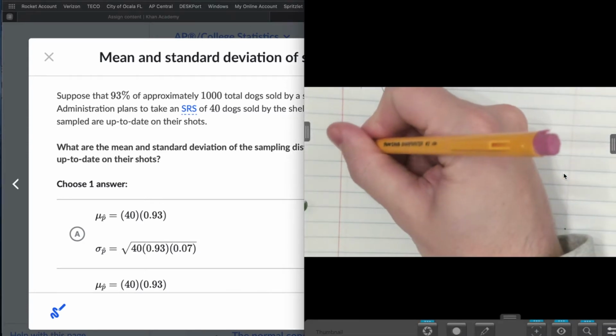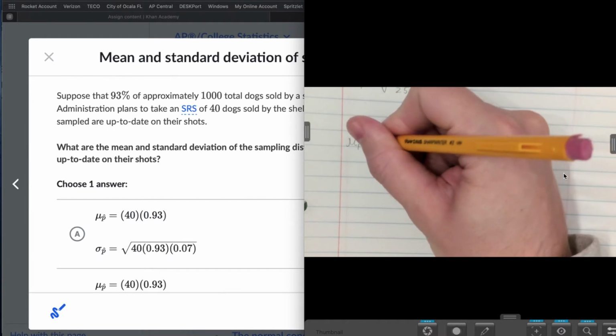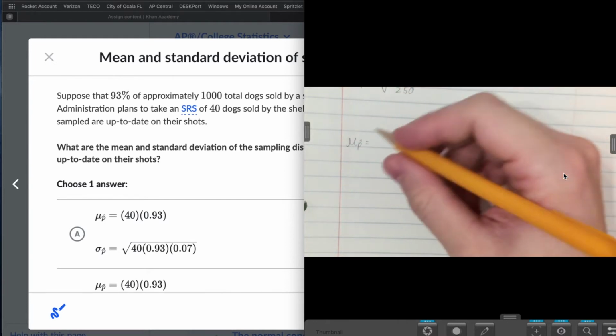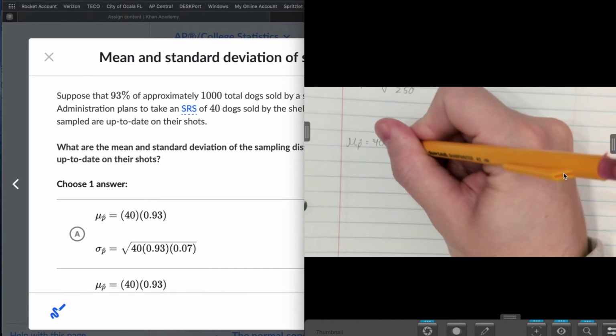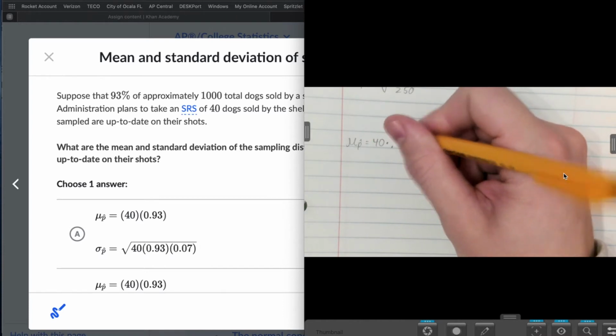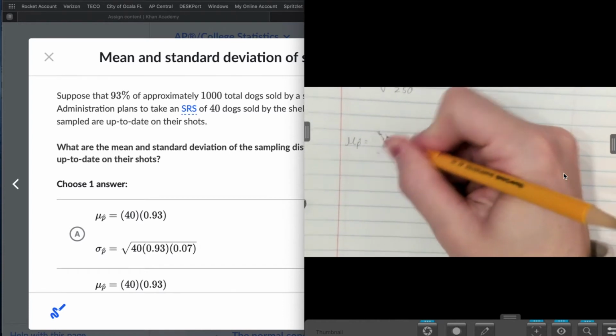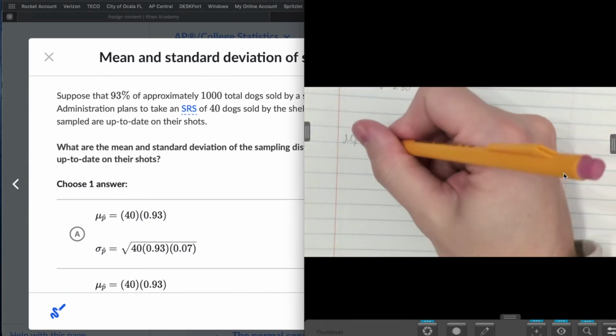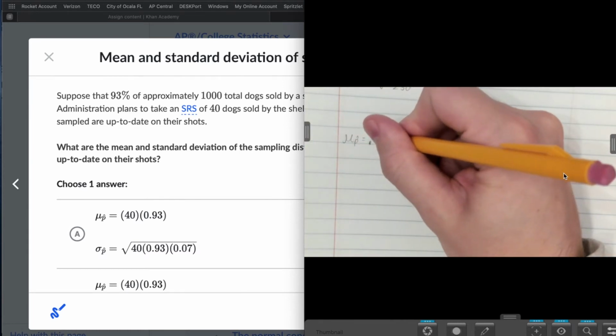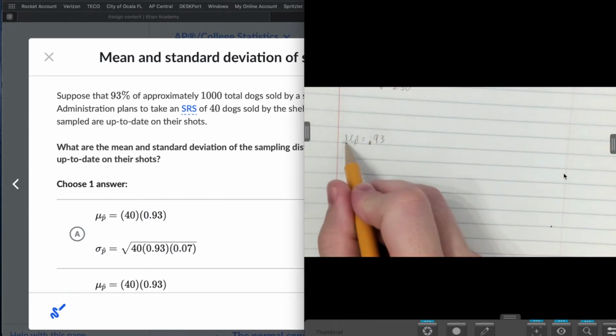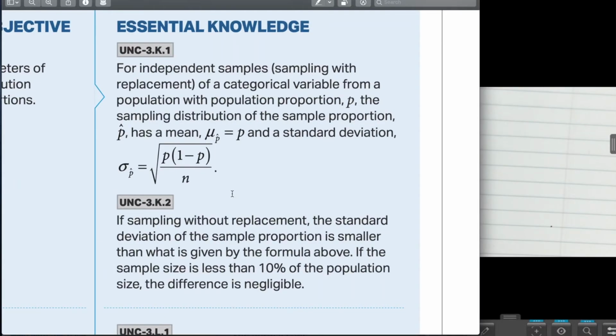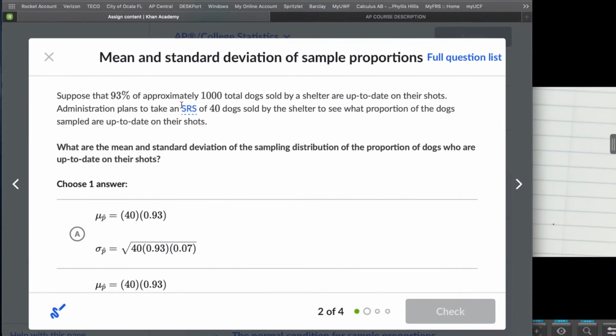Well, what we would expect on average is just the proportion we would get from 40 dogs. So that would be 40 times, actually no, it wouldn't be 40 times, it would just be the actual proportion. That's a trick question. I saw that answer choice and it made me go towards it. So again, the mean of your sample proportion, let's look back at the formula, is just the population proportion. Sample size has nothing to do with the mean. The mean of your sample proportion is just the total proportion, the 0.93.